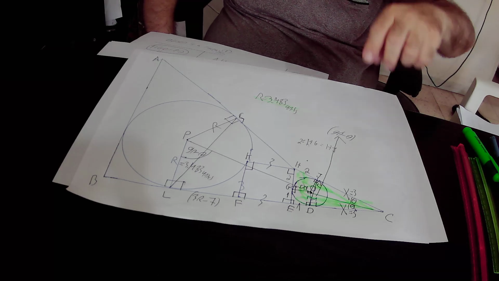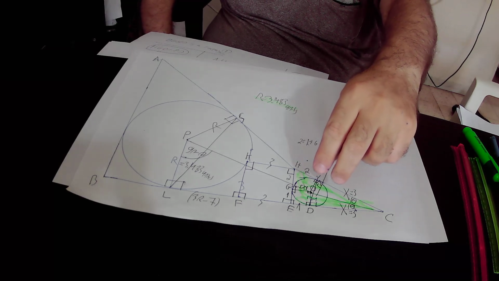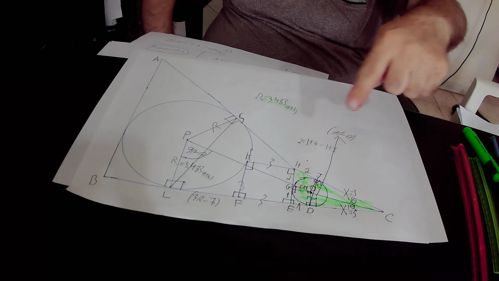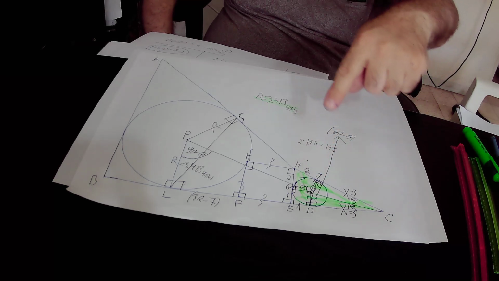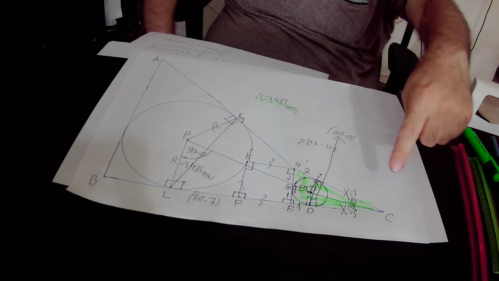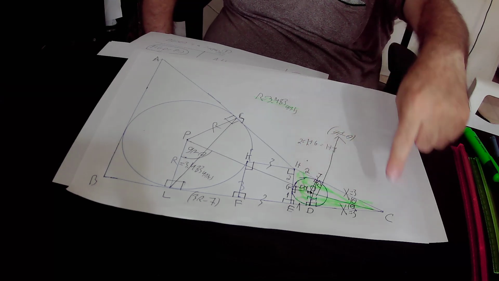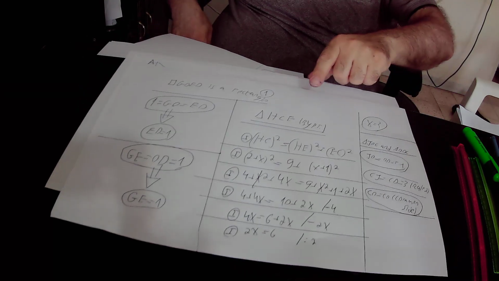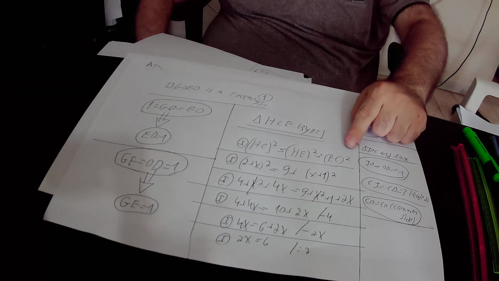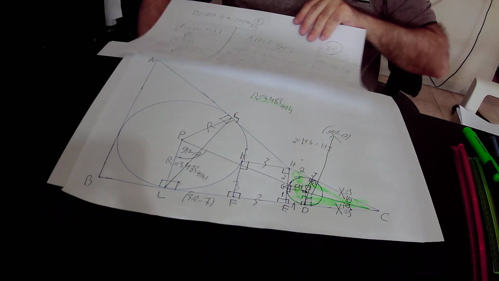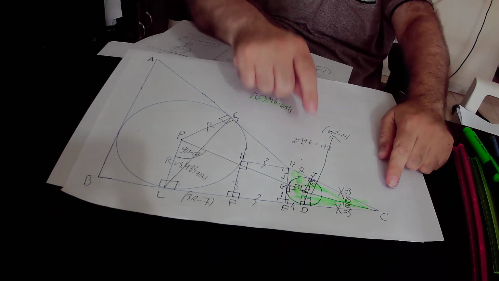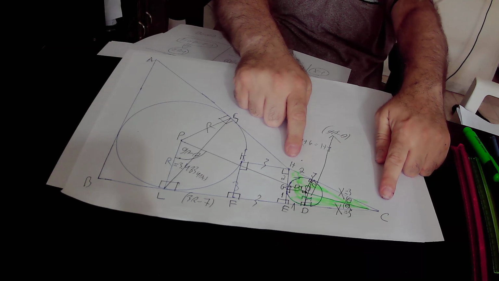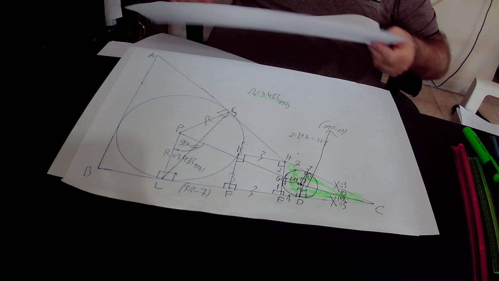Okay, then implement the Pythagoras theorem on the green right triangle, triangle HEC. The square of the hypotenuse equals the sum of the squares of the perpendicular sides. That is to say, HC square equals HE square plus EC square. What is the value of HC? HC equals 2 plus x. Therefore, HC square equals (2 plus x) square.